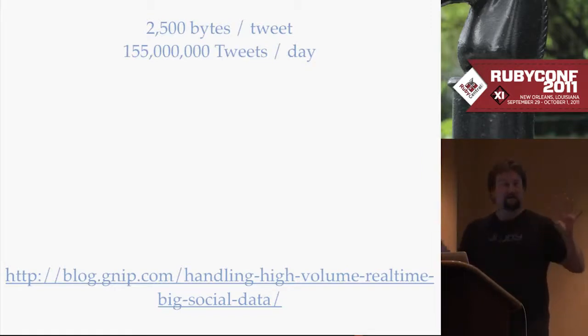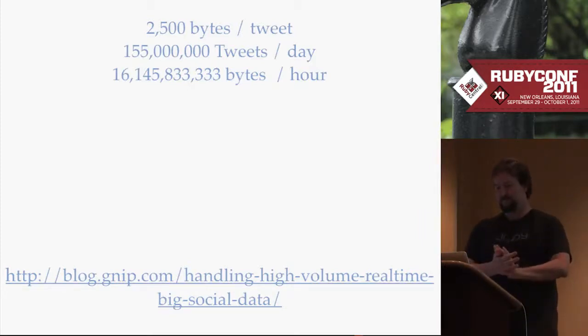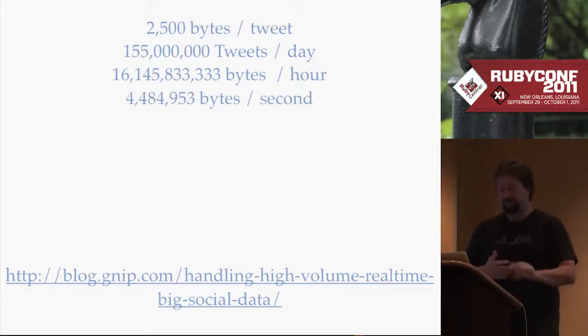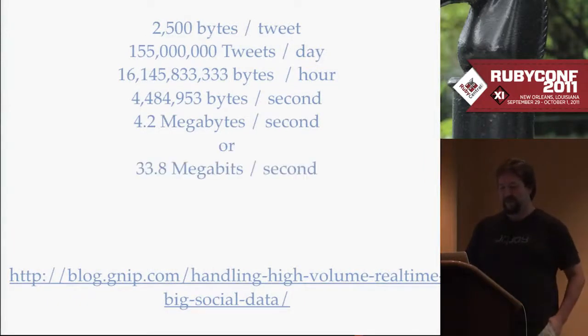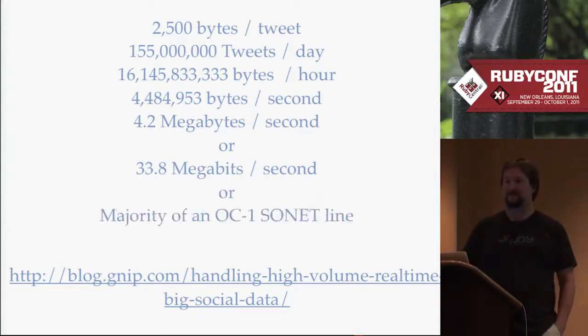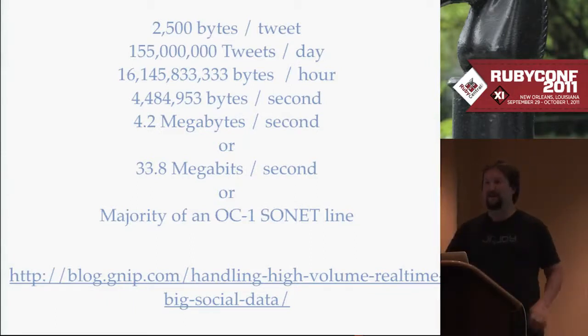So this is a while ago, 155 million tweets a day, which is 16 gigabytes an hour, or 4 megabytes a second, or 33.8 megabits. Who's a networking person in here? Knows volumes, which is the majority of an OC1 line. So that's data coming at you very, very fast.